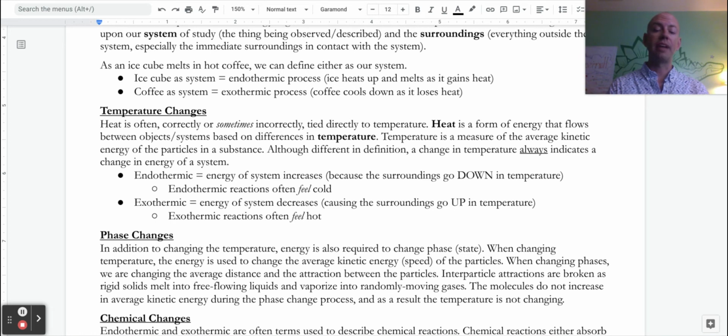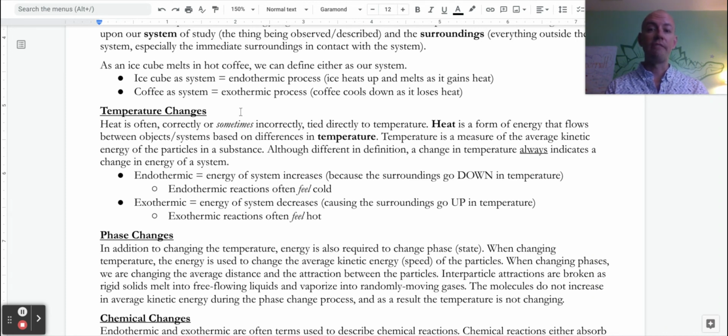In an exothermic reaction, the energy of the system decreases. The particles within the system were fast moving, and they transfer their kinetic energy through the flow of heat to the surroundings around it. The surroundings go up in temperature, with faster moving particles on average, or a higher average kinetic energy. And those exothermic reactions would feel hot because as your hand touches it, the heat transfers to your hand, and the hand would have an increase in the average kinetic energy of those particles. They would be higher, therefore, in temperature.